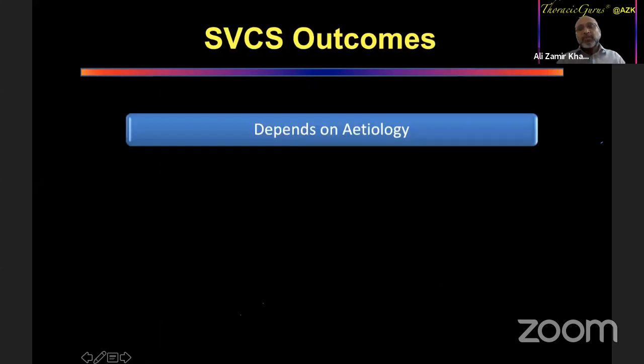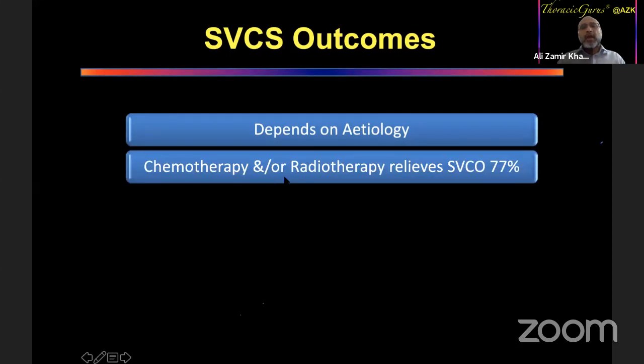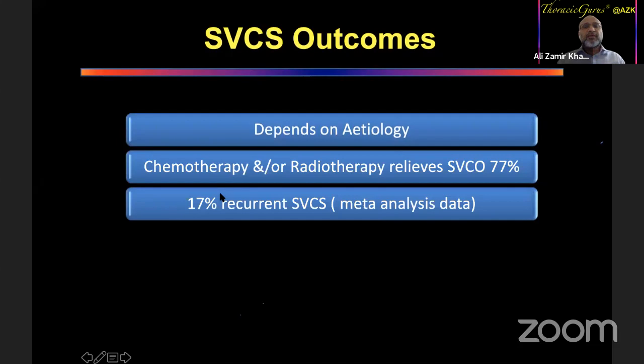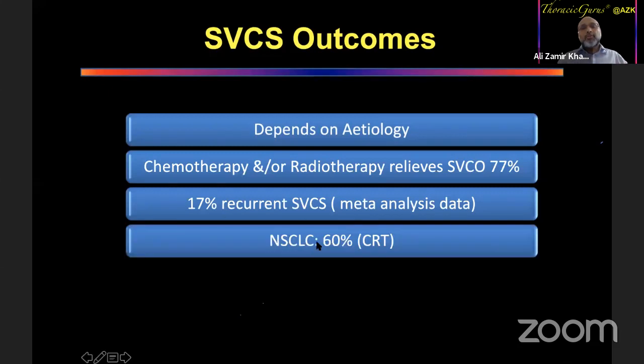What are the outcomes? It depends on the etiology. Outcome completely depends on etiology. Chemo and or radiotherapy relieves the SVCO in 77% of patients. So many a times you might not even need to stent the SVC. Just giving chemo and or radiotherapy will relieve the obstruction. 17% of them have recurrent SVCS. This is directly from a meta-analysis of all the published studies. Non-small cell lung cancer, 60% will get relieved if you give them chemo radiotherapy.